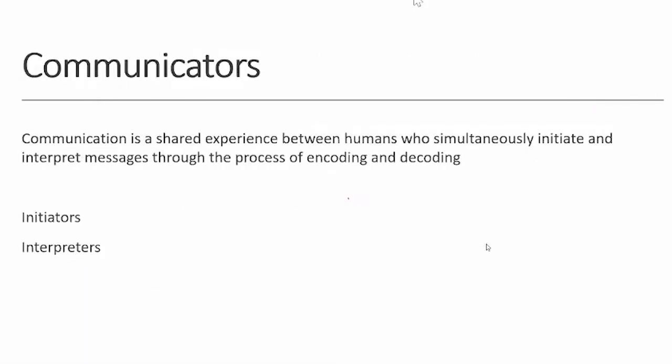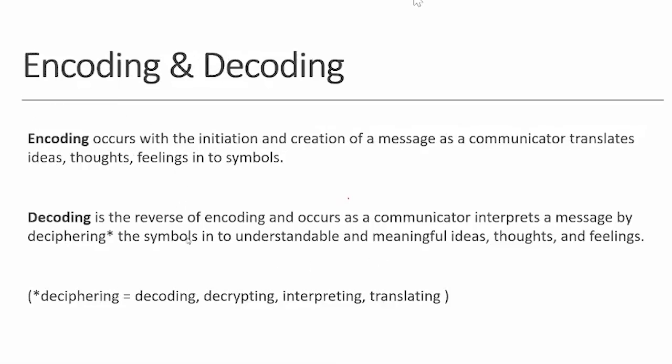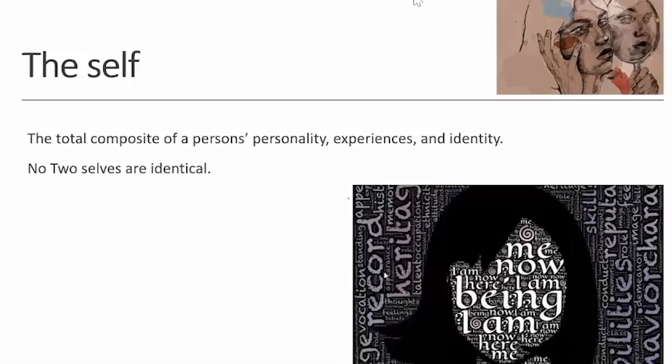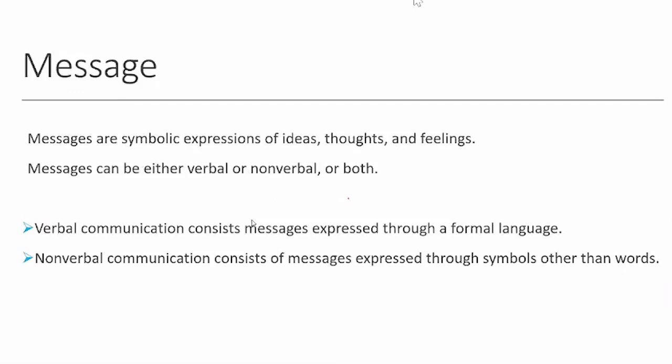Right. So we discuss communicators as initiators and interpreters, as well as the process of encoding and decoding. And next we discuss the influence of the self on this communication process. And the next one is always that we have to send the message, and it is a key component of the communication process. You may have a general understanding that messages are symbolic expressions of ideas, thoughts, as well as feelings. So messages can be either verbal or non-verbal or a combination of both.